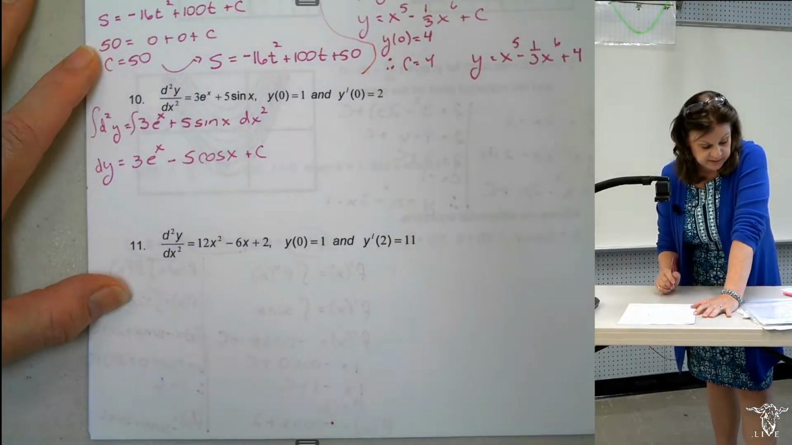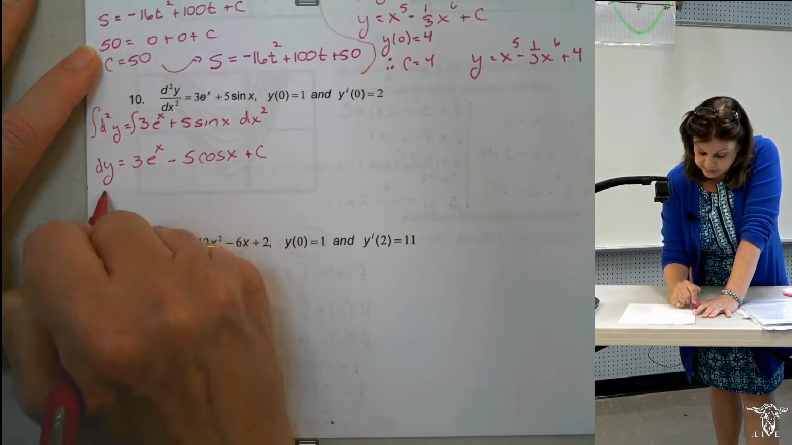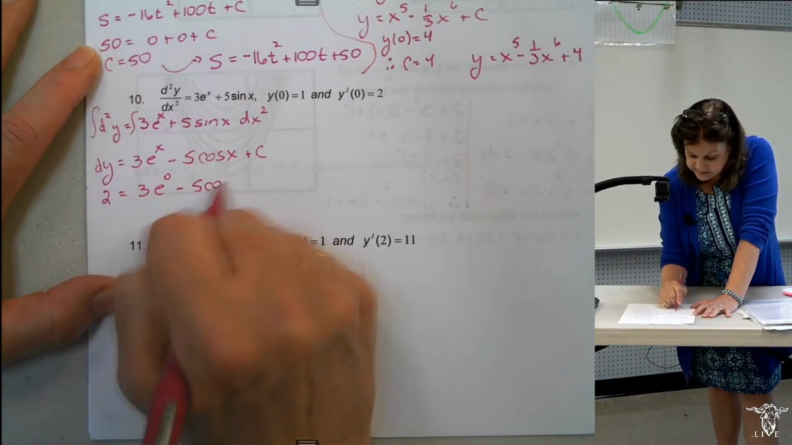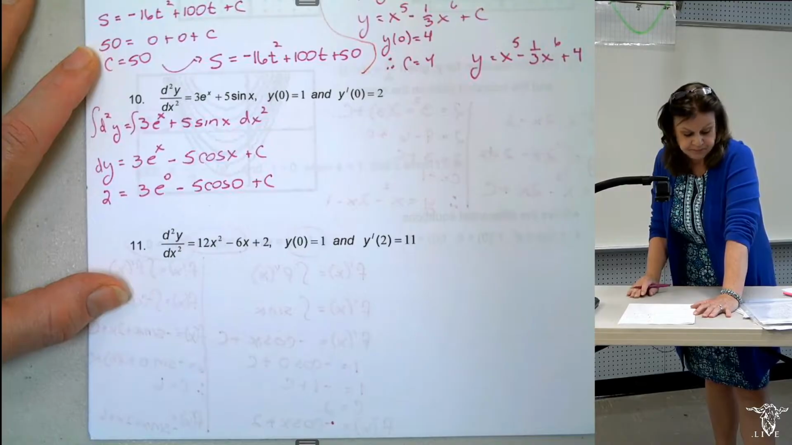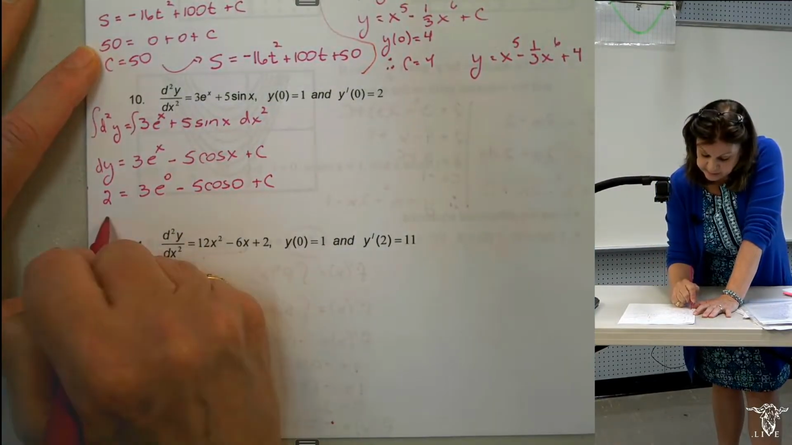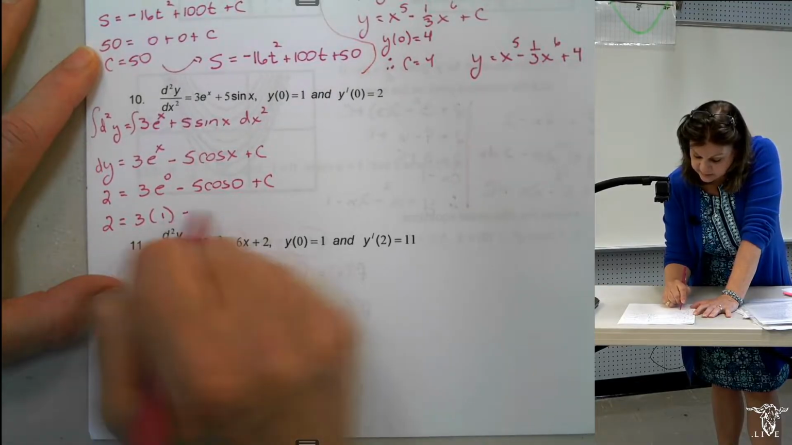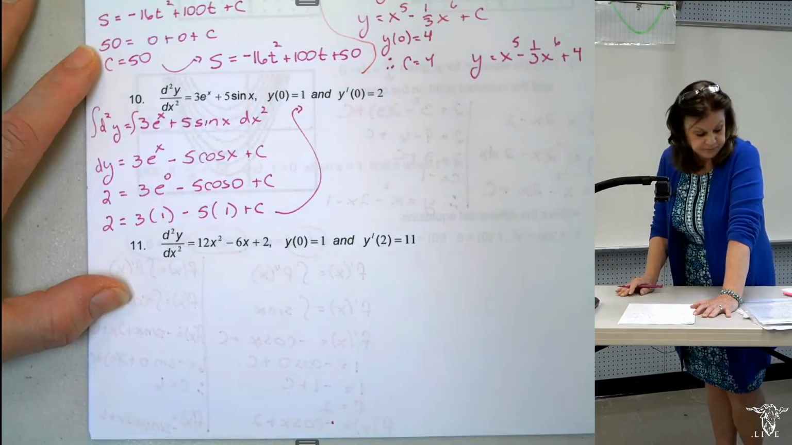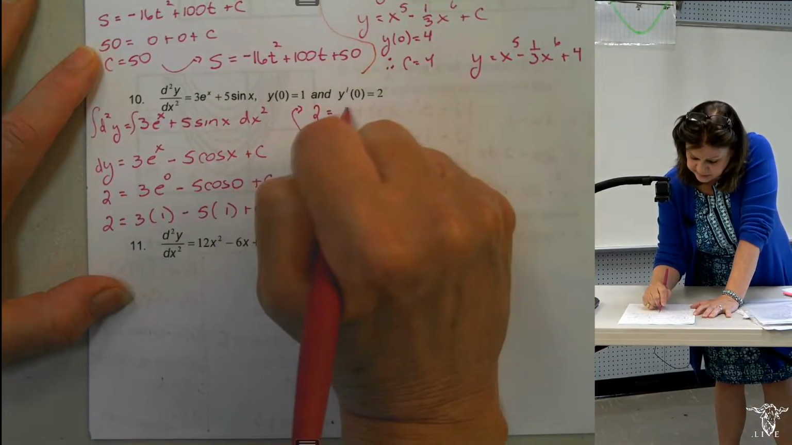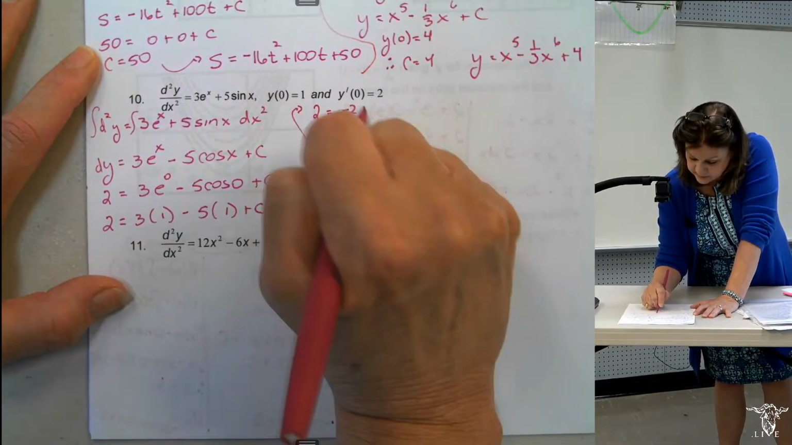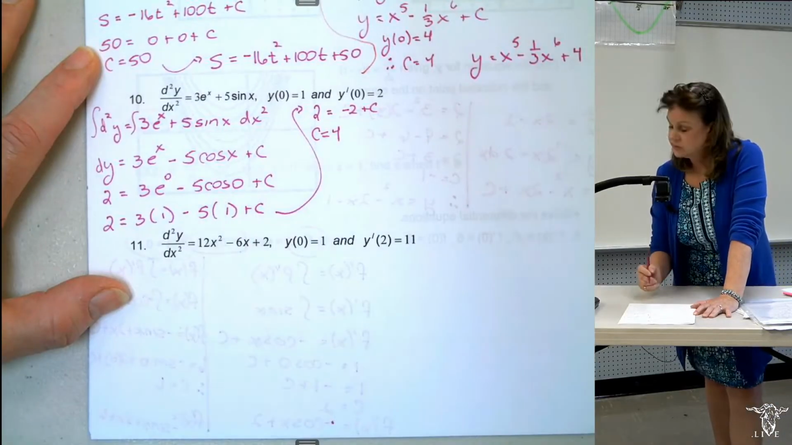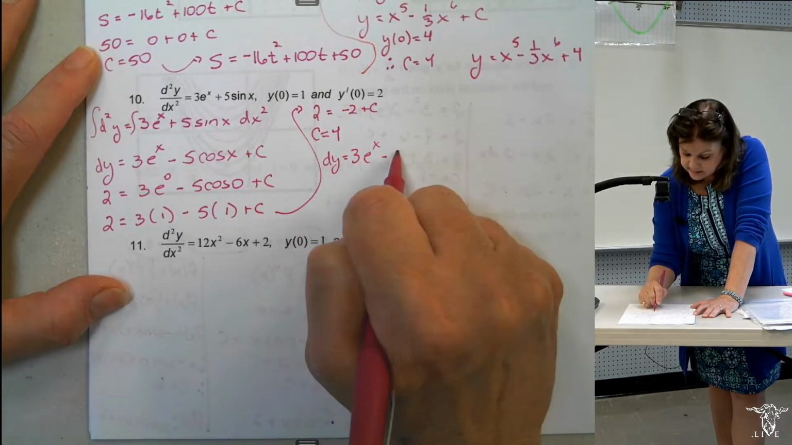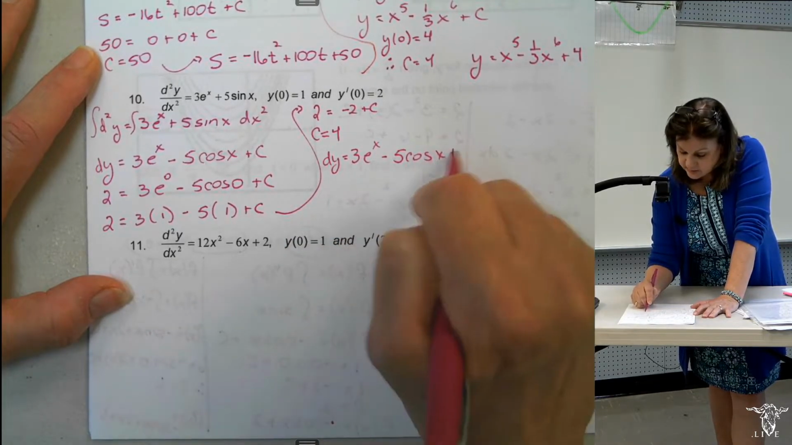y prime of 0 is 2. So we've got, what, 2 equals 3e to the 0, plus 5 cosine 0 plus c, which gives me 2 equals 3 times 1. Cosine of 0 is 1, plus c. I'm kind of out of room. So now I've got 2 is 8 plus c, so c equals negative 6. So my first derivative is 3e to the x plus 5 cosine x plus c.